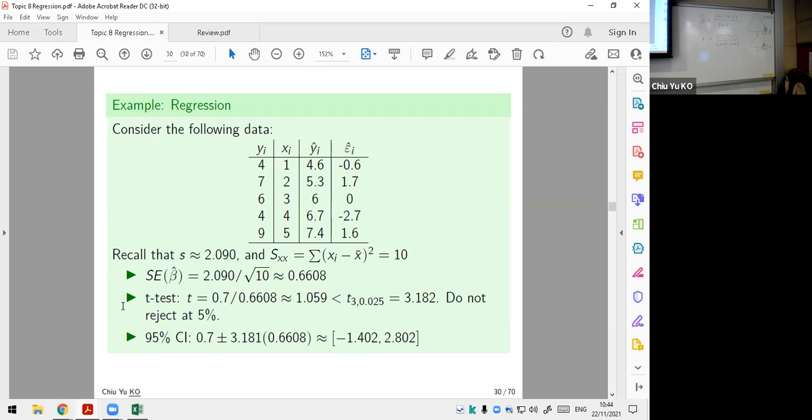You can also look at the interval estimate of beta. It's just the value plus minus the critical value, which should be 2 here, but anyway, multiplied by this guy. This gives you a value between negative 1.4 and positive 2.8. So 0 is included, so that's an issue there.